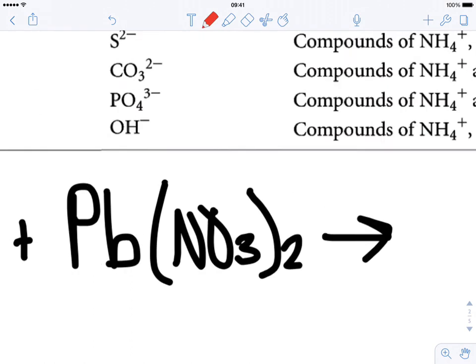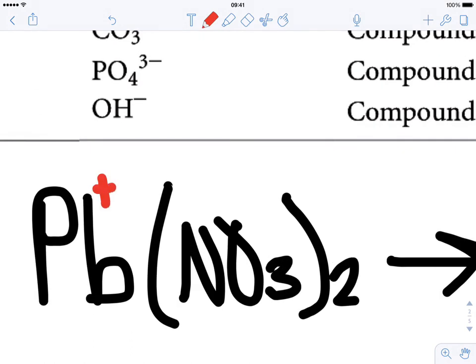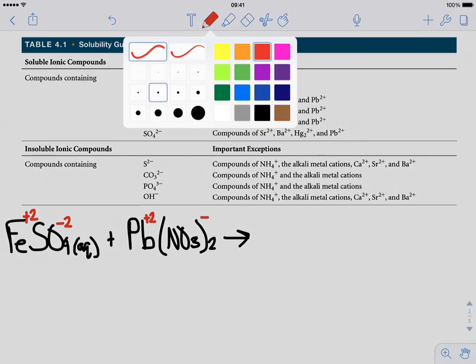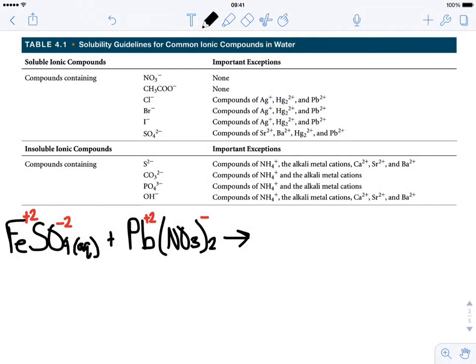So we said lead was +2 and nitrate was -1. Okay, now let's write our products. So we know that our cations stay in the same place. So we're going to have Fe and Pb, and we'll write their charges. So Fe is positive 2, and Pb is also positive 2.